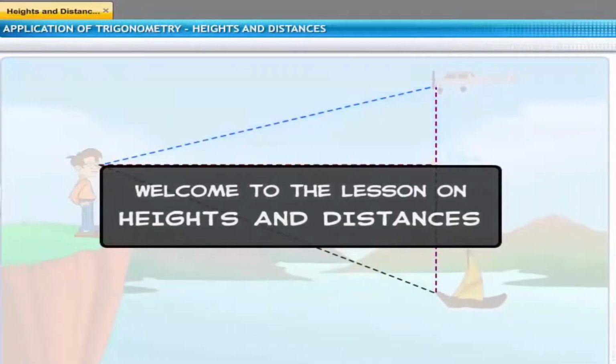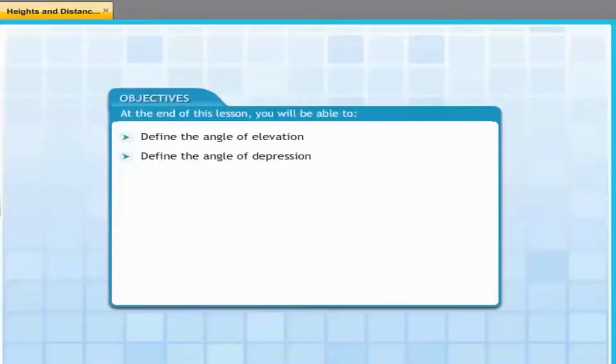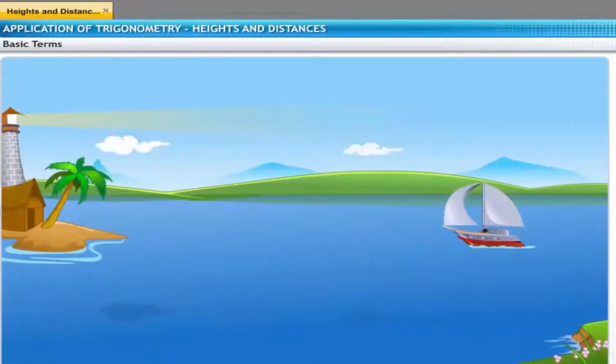Welcome to the lesson on heights and distances. At the end of this lesson, you will be able to define the angle of elevation and the angle of depression. Can we determine the heights and distances of distant objects that cannot be measured directly?